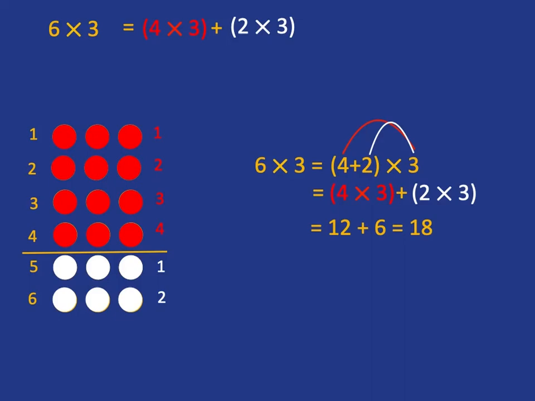What we have here, the fact that the 3 needs to multiply with the 4 and also the 3 needs to multiply with the 2, is known as the distributive law.